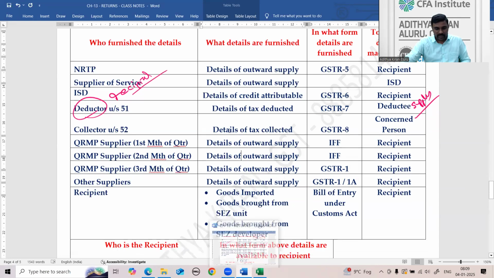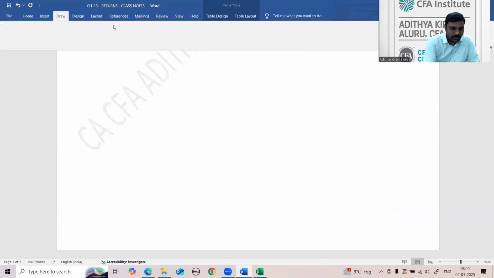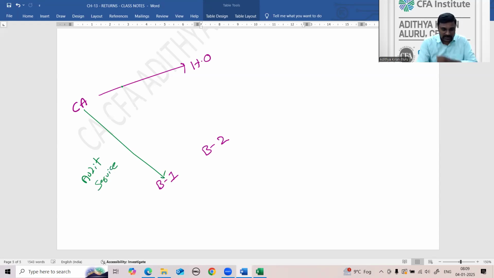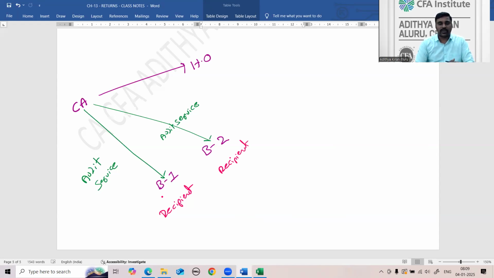Let me explain with an example. A chartered accountant, an auditor, is the CA to the company, the head office, with branch 1 and branch 2. The CA has done audit services to branch 1 and audit services to branch 2. So these people are called recipients of services.